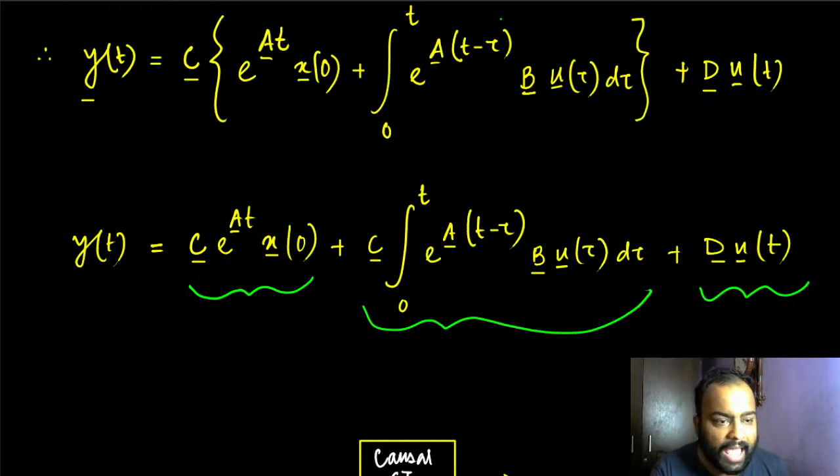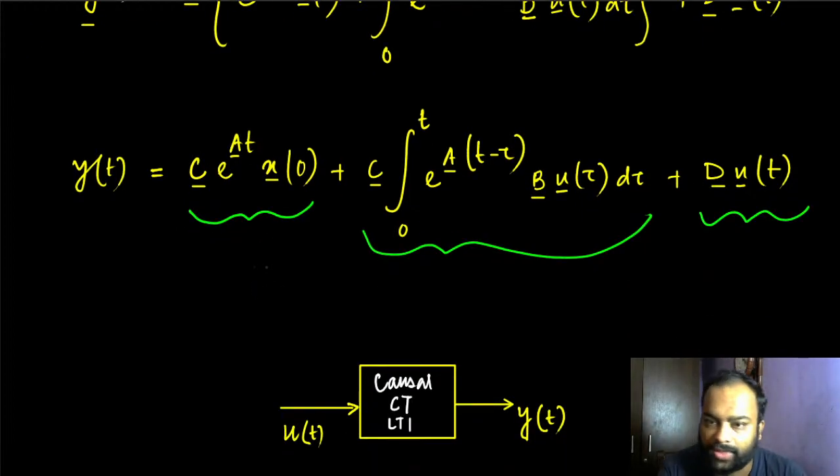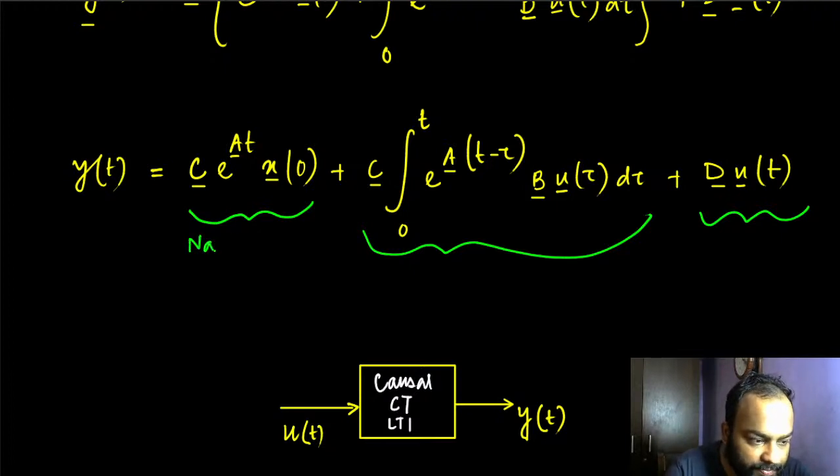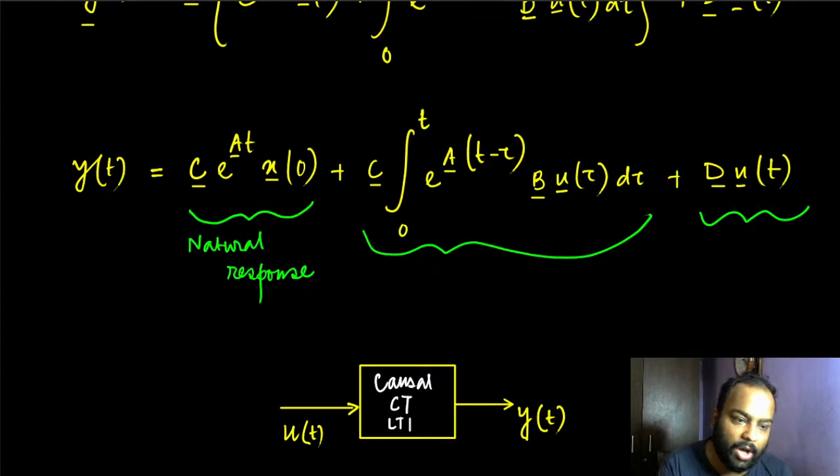This response to initial conditions is known as the natural response of the system. It is the natural response because this part of the response of the system comes not from the input but naturally from the system itself. Even if the input is 0, this will be there.